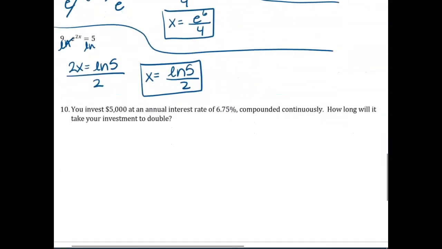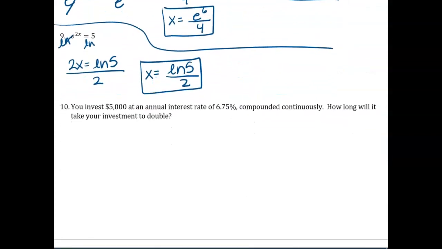Okay, now we have the only type of word problem we are going to deal with logs at this point. So we're investing $5,000, annual interest rate, compounded continuously. This means we use the PERT formula. The PERT formula literally looks like PERT. So A equals P e to the rt.